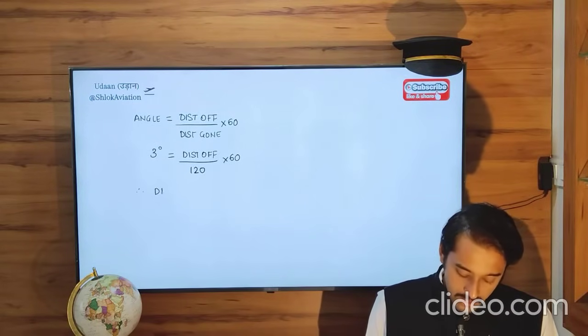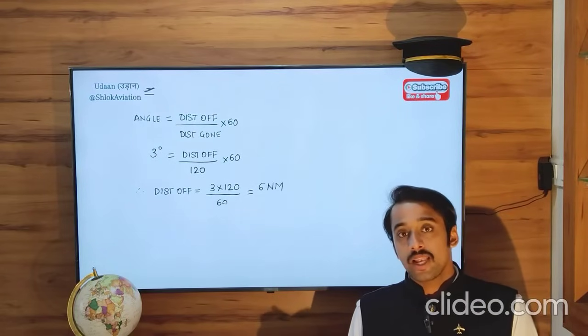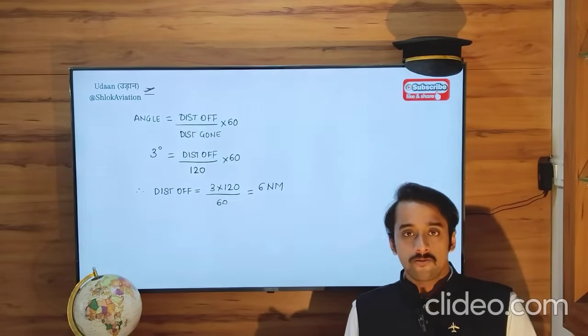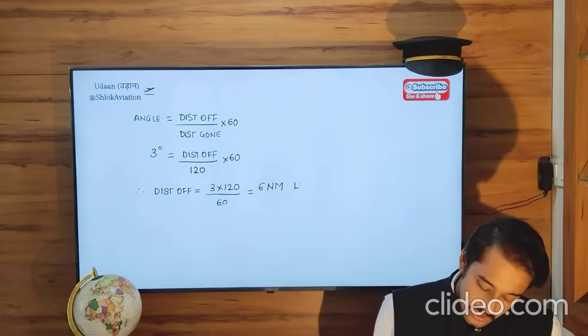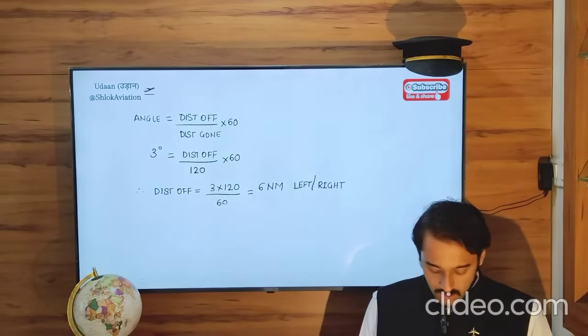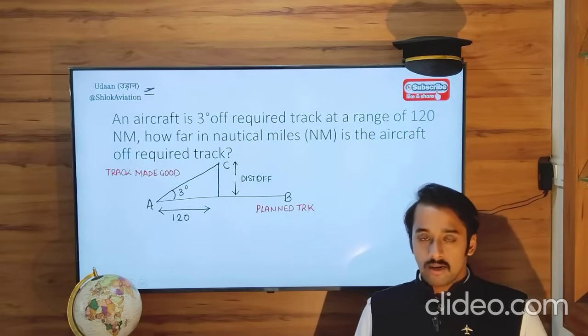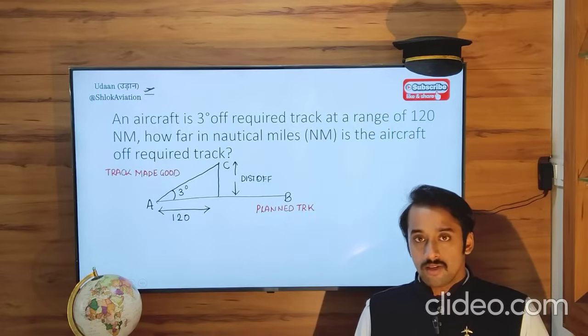Therefore distance off track will be equal to 3 into 120 divided by 60, which is equal to 6 nautical mile. So you are 6 nautical mile to the left of the track or to the right of the required track. 6 nautical miles left or 6 nautical mile right. So that is your answer. Okay, so draw the triangle, label the triangle, and after that proceed to solving the sum using the formula.